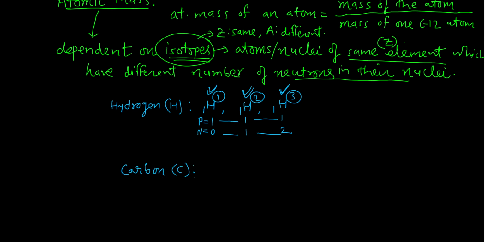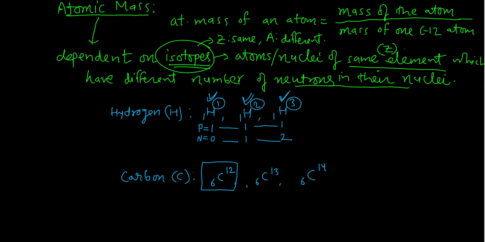So carbon is also found in three major isotopes. One is carbon 12, one is carbon 13, and another is carbon 14. So it is 6C12, 6C13, and 6C14. This is the most abundant isotope of carbon, and we have defined the atomic mass of an atom in terms of carbon 12. So this is one carbon 12 atom, relative to which we define the mass of an element, or mass of an atom, or mass of an isotope, anything. So 6C12 is the most abundant carbon isotope found in nature.